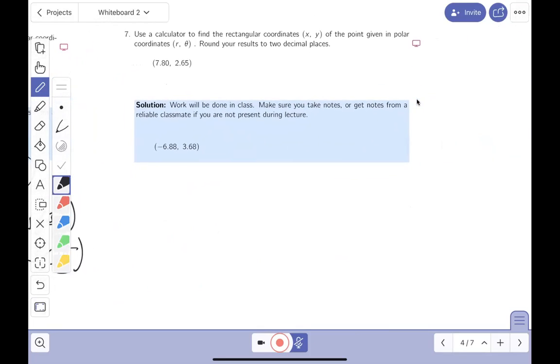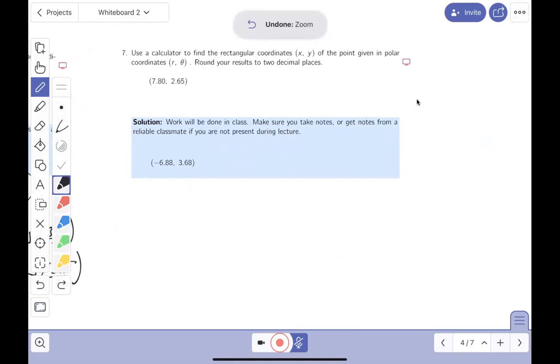And it says use a calculator to find a rectangular coordinate xy of the given polar coordinate. Let me write this down for you. So they tell me x is, no, they didn't tell me x. What did they tell me? They told me r. All right, let me go back. They told me r is 7.8. And they told me theta is 2.65.